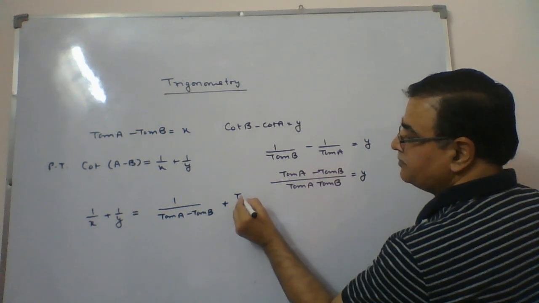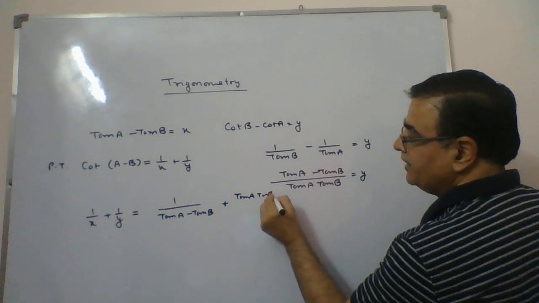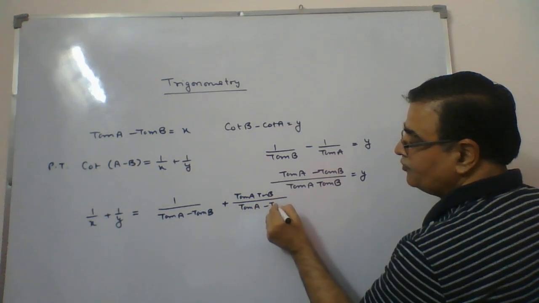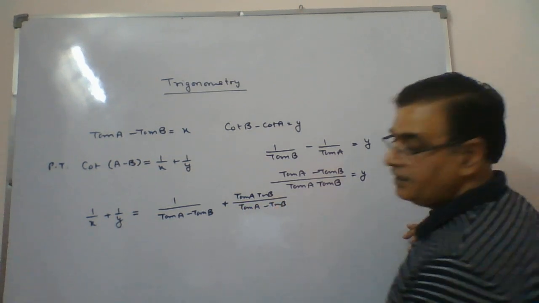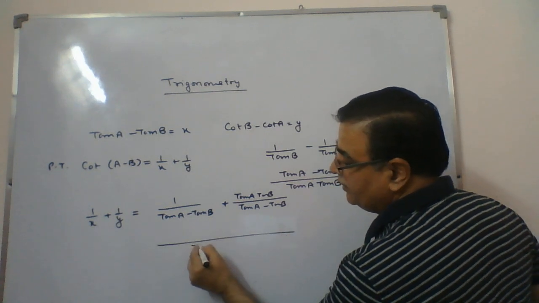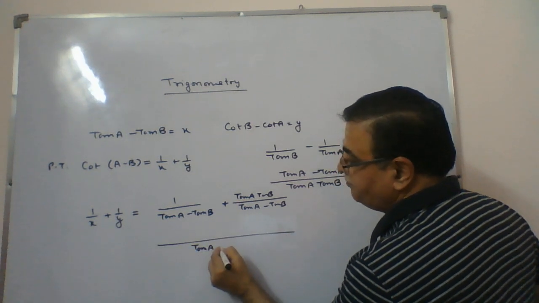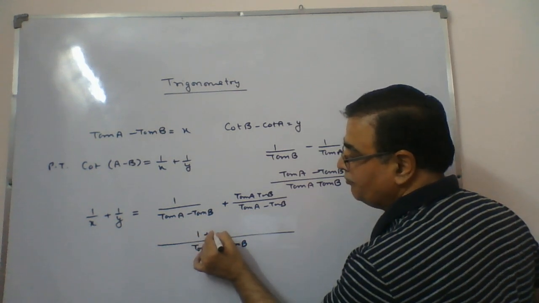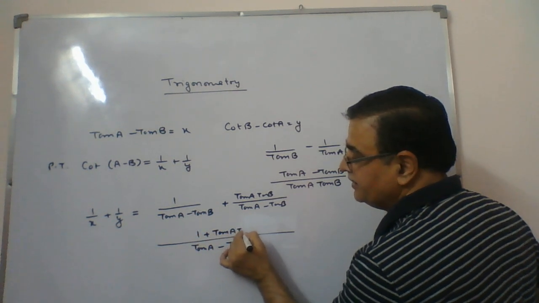This will be tan A tan B by (tan A minus tan B). And now when you take the LCM here, it will come out to be (tan A minus tan B) is the LCM. So it will come out to be 1 plus tan A tan B.